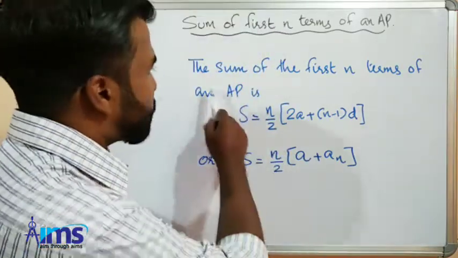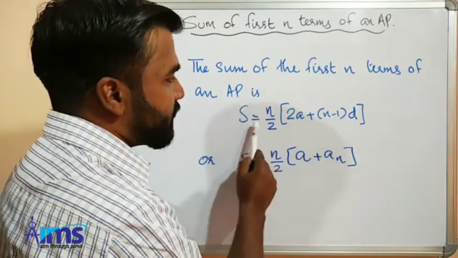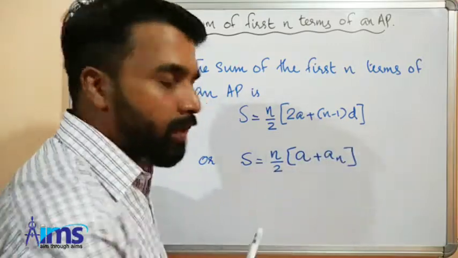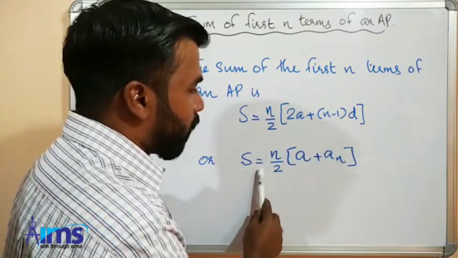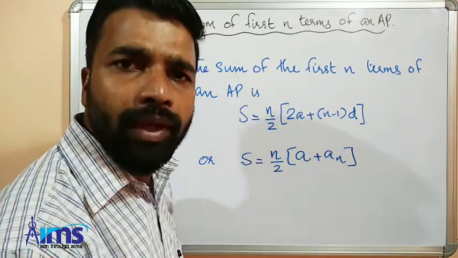That means the sum of the first n terms of an arithmetic progression is S = n/2 (2a + (n - 1)d), or S = n/2 (a + an). Why do we have two equations?